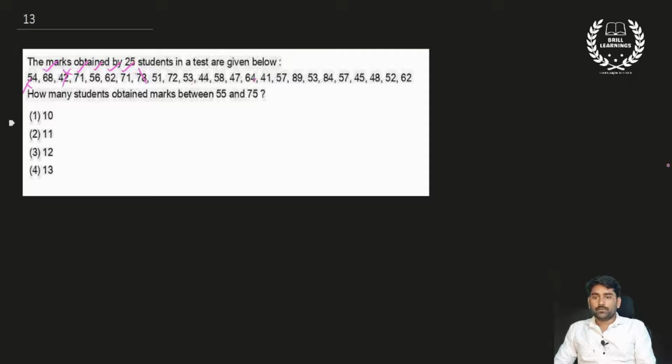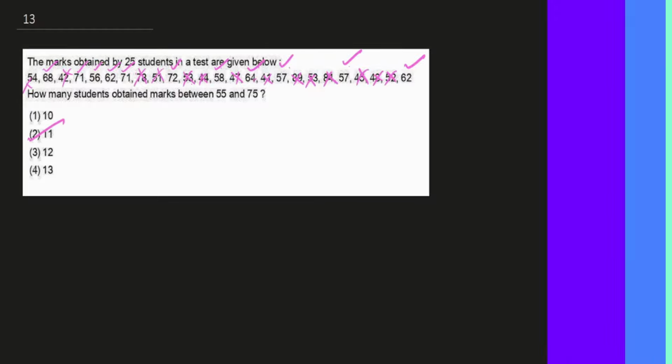okay, 78, no, 51, no, 72, okay, 53, it's not between the range, 44, it's not, 64, okay, 41, not, 57, okay, 89, it's not between the range, 53, it is also not, 57, okay, 45 not, 48, 52 and 62. So total we have 1, 2, 3, 4, 5, 6, 7, 8, 9, 10, 11. 11 is our answer. Let's move on to the next question.